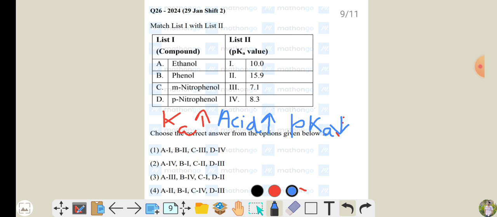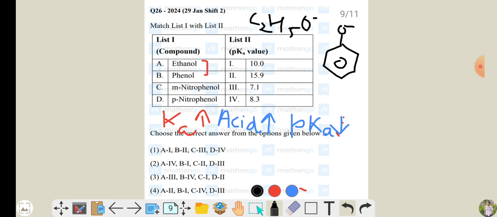If you talk about this one, alcohol systems are given to you. Simple thing, ROH type of alcohol is there and phenol type of alcohol is there. If you see the resonance of phenol, it looks like this. If you make O minus here, this O minus is stabilized. First we remove the hydrogen, then the anion will form. And ethanol will be C2H5 and O minus. Among these two, this negative is stabilized by resonance.